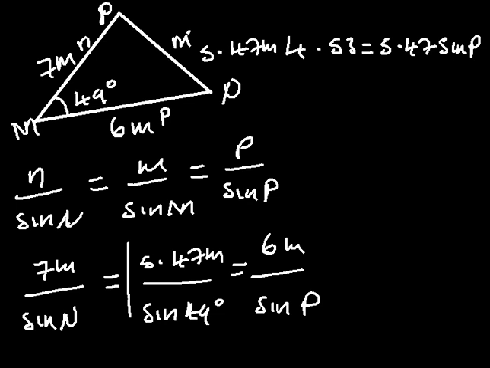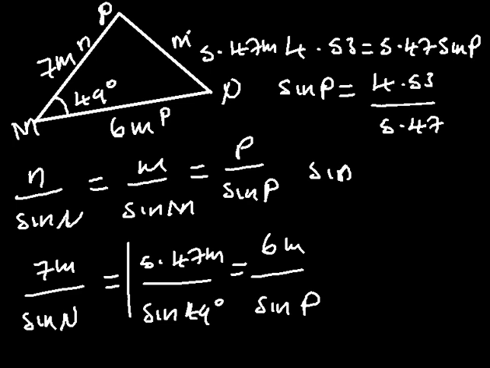So like that, then we'll cross multiply. We'll divide both sides by 5.47. So that is, we have the sine of angle P equal to 4.53 divided by 5.47, like that. So sine P will be given as the division of those.